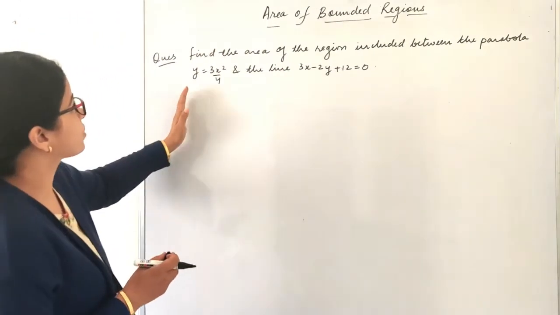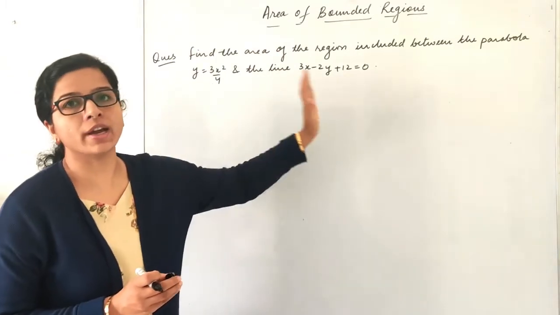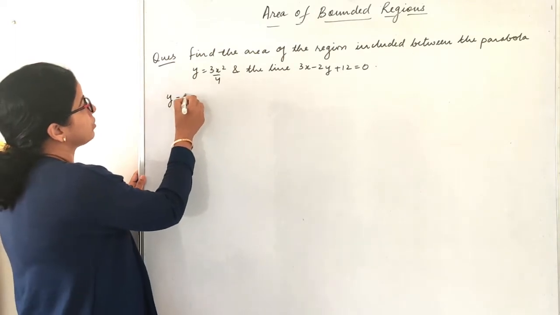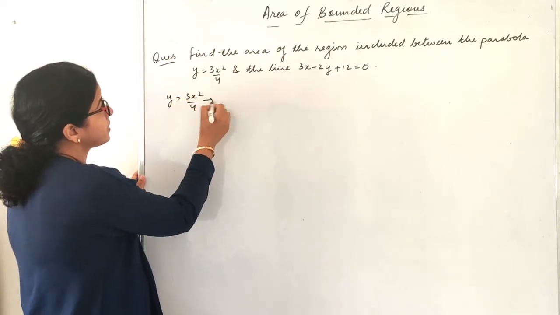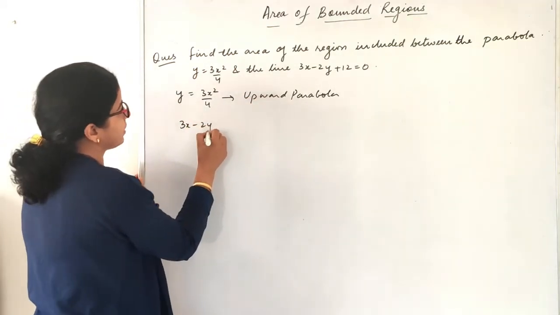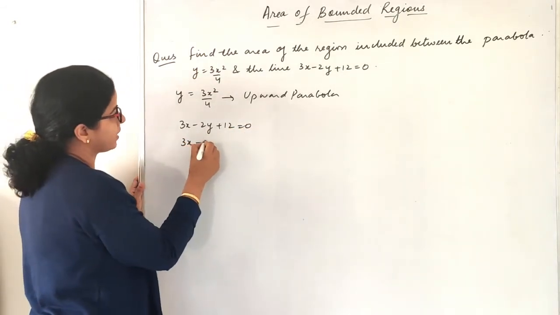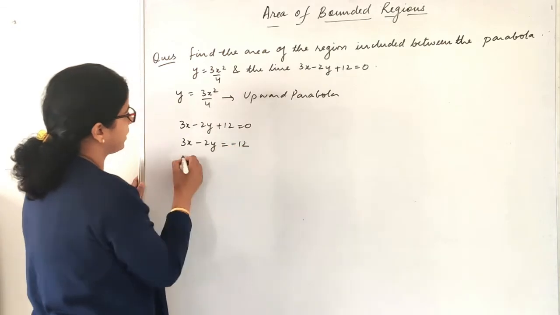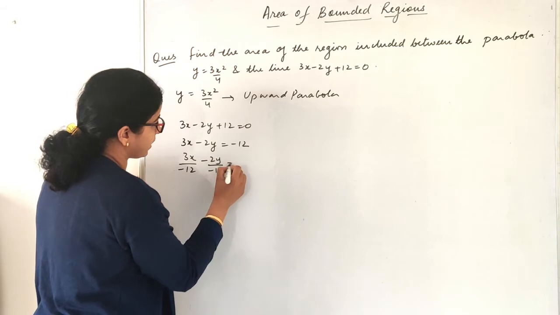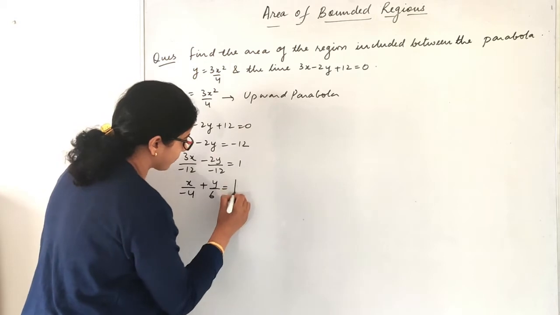So now let us take this question. Find the area of the region included between the parabola and the line. Now here we have two curves, right? So now how to find the area? So y is equal to 3x square by 4 represents the upward parabola, and 3x minus 2y plus 12 is a line. So we'll convert it into intercept form. So 3x minus 2y equals to -12. 3x upon -12 minus 2y upon -12 equals to 1. So x upon -4 plus y upon 6 is equal to 1.